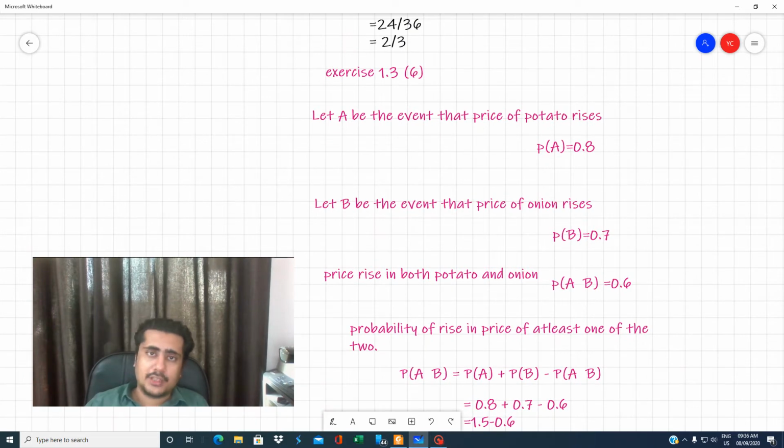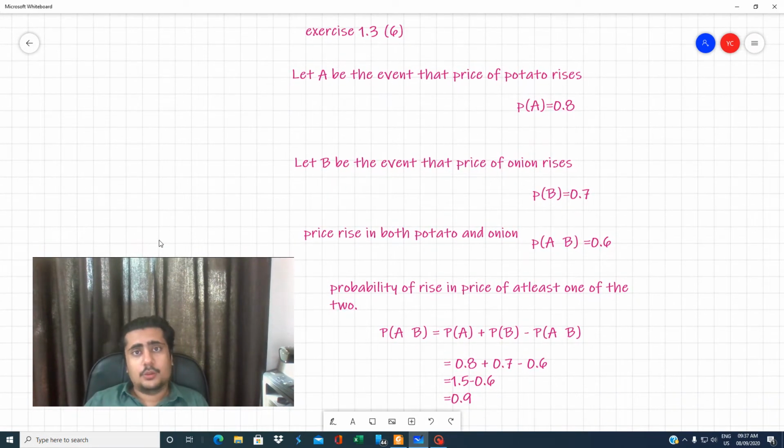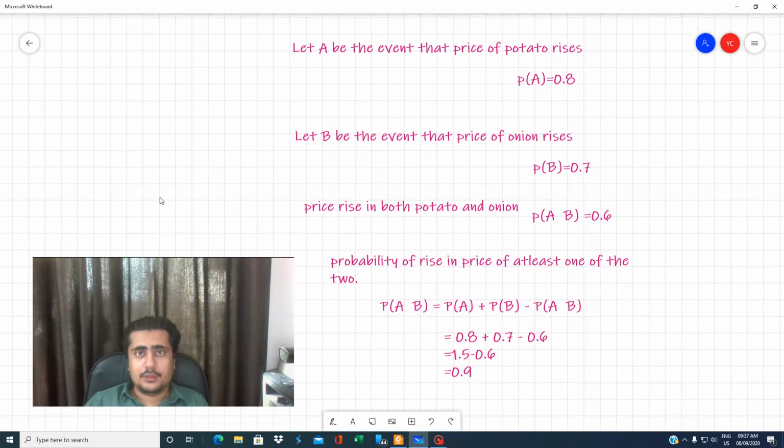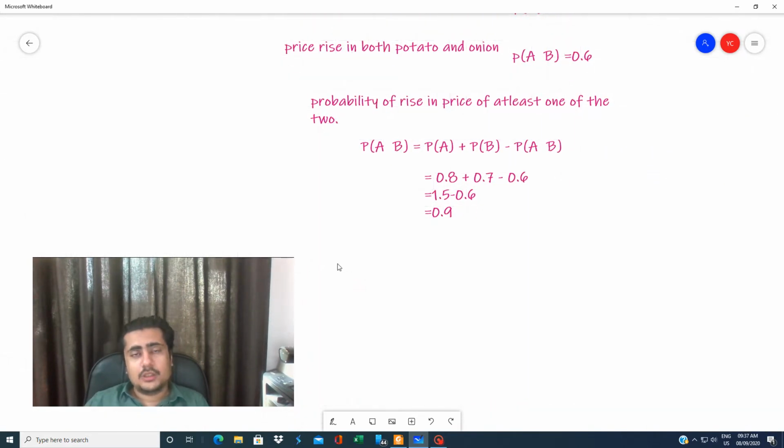We are doing the law of addition, that is P of A union B is equal to P of A plus P of B minus P of A intersection B. What is A union B? You have to identify from the question if event A or event B occurs. It is A union B. What I say? Event A or event B occurs, it means A union B.